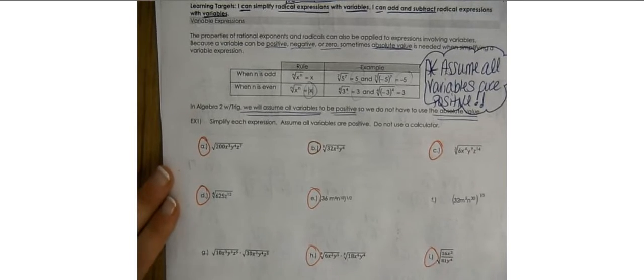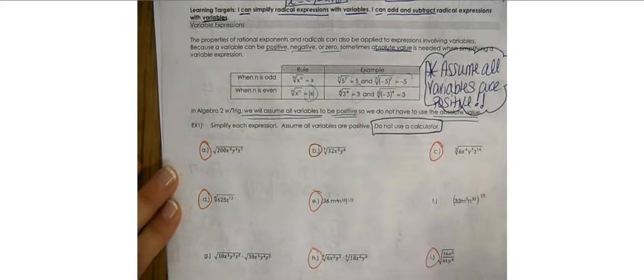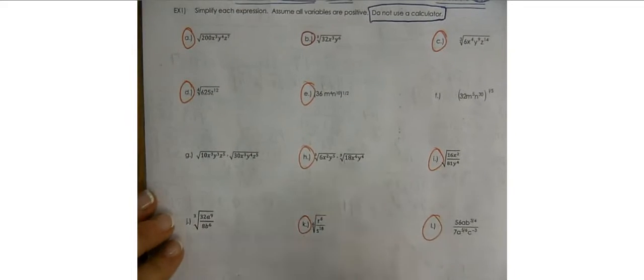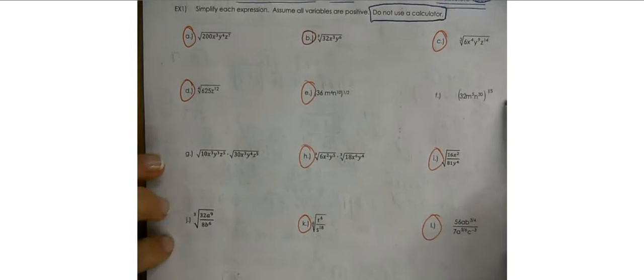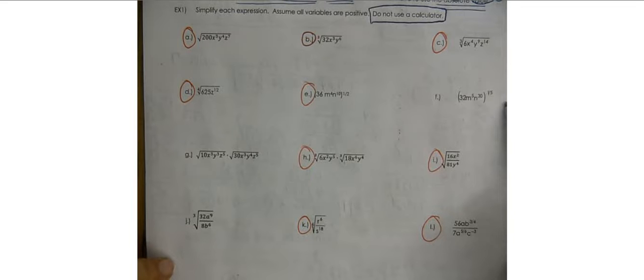So we're going to simplify our expressions, assuming all variables are positive, and we are not going to be allowed to use a calculator. So please keep that in mind. Every single one of these problems, I will not allow you to use a calculator. Notice that all of these problems are circled. So the ones that are circled are the ones that I'm going to do in this video. The ones that are not circled are going to be problems that I'm going to do in class.